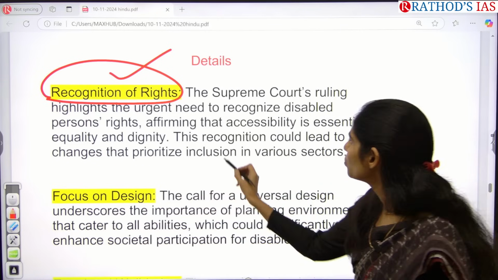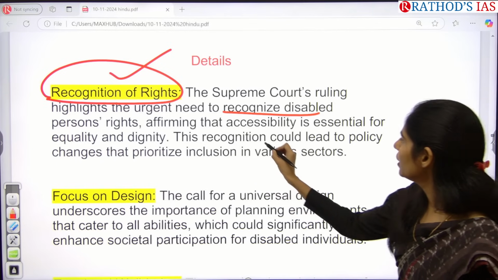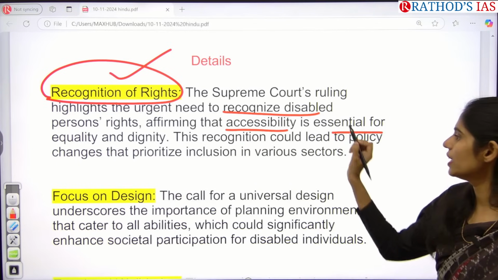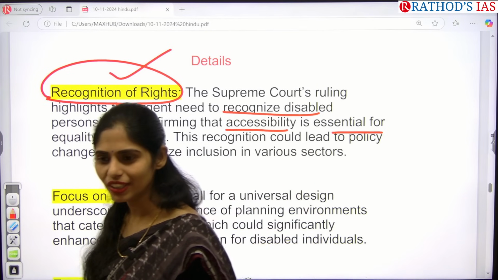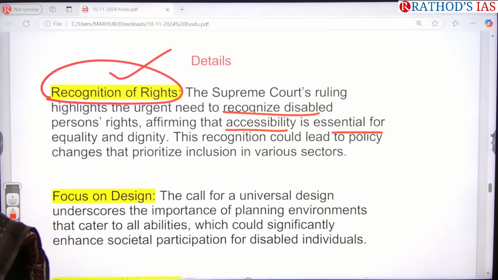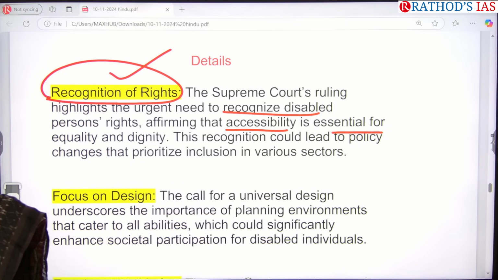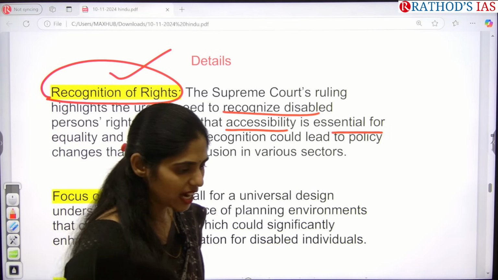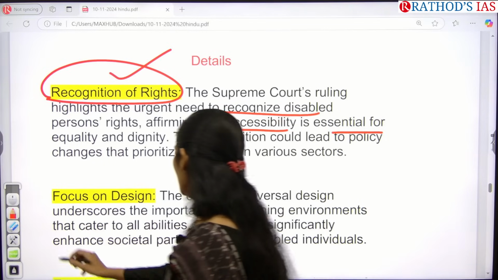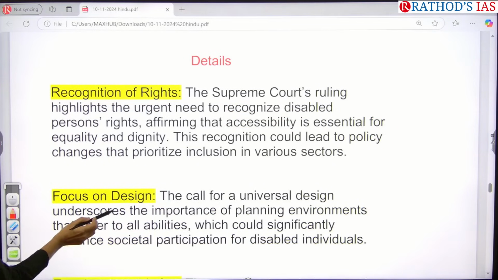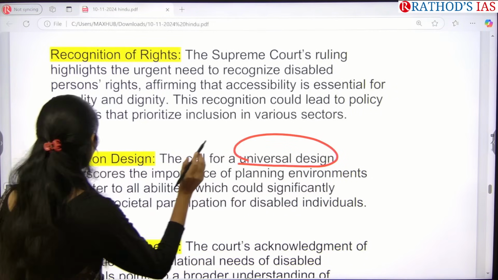Because of this, we need to recognize this disabled person's rights now, and we need to affirm that accessibility is very essential for right to equality and right to life with dignity. So if you want to ensure that, we have to focus on recognizing these disabled people. And wherever you are writing your answers, try to include articles as well. Don't forget. And the next one is we have to focus on design. Especially the Supreme Court said that we need to call for a universal design.